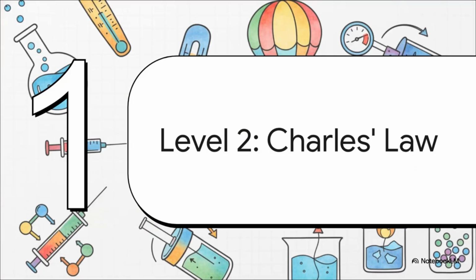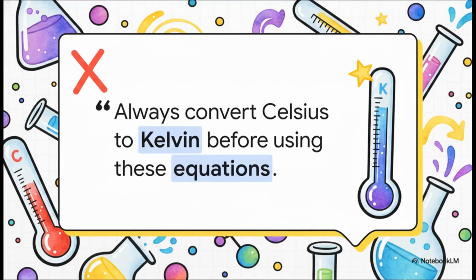Great job! On to level 2, Charles's Law. This one was created by Jacques Charles, and for this challenge, we're going to focus on the relationship between volume and temperature. Whoa, hold on. Before we take another step, there's a super important power-up you have to get. It's not optional. From here on out, for Charles's Law and all the others, you absolutely cannot, under any circumstances, use Celsius for your temperature. It just won't work. The game is coded for Kelvin, so you've got to convert. It's a non-negotiable rule, seriously.